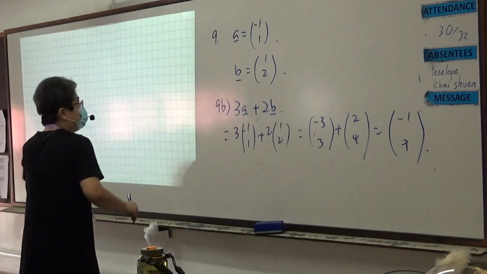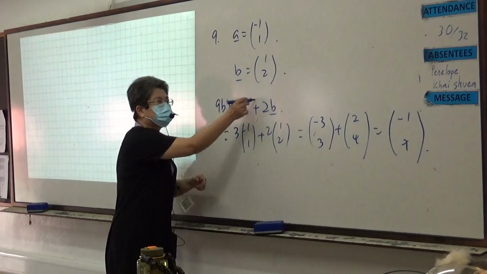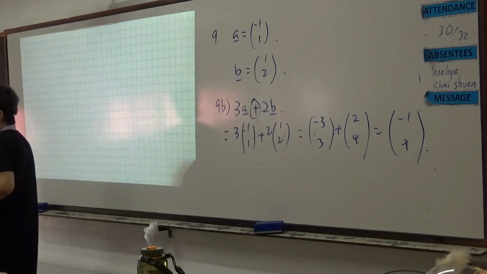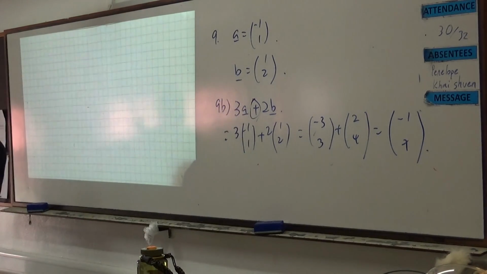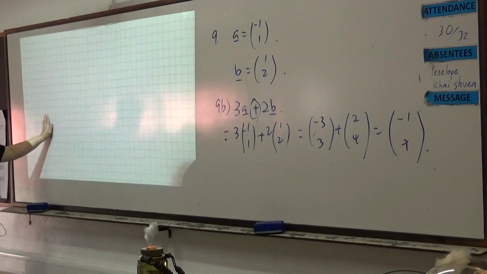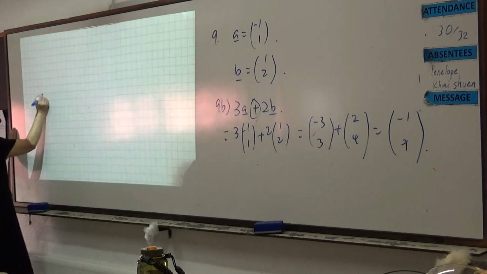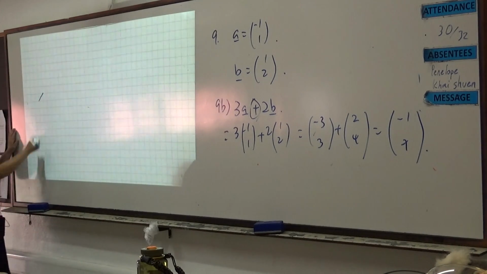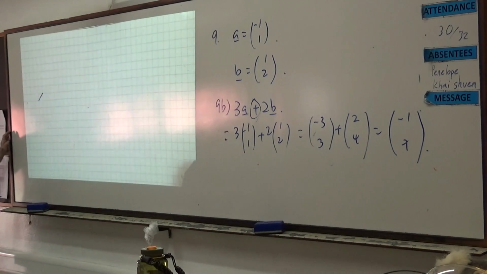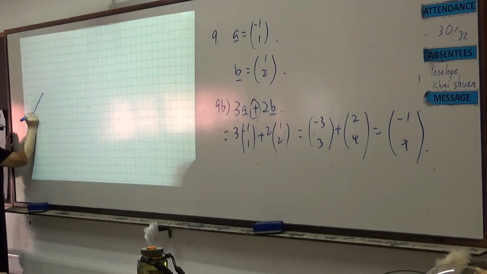Okay, now all of you look up. I need to draw this. What is this sign here? Plus. Plus means I start again. Okay, all of you look up. Please don't do anything. 3A. Now let's draw A first. I start from here. Negative 1, 1. That means this is A. 3A means I must have 3 times of that.